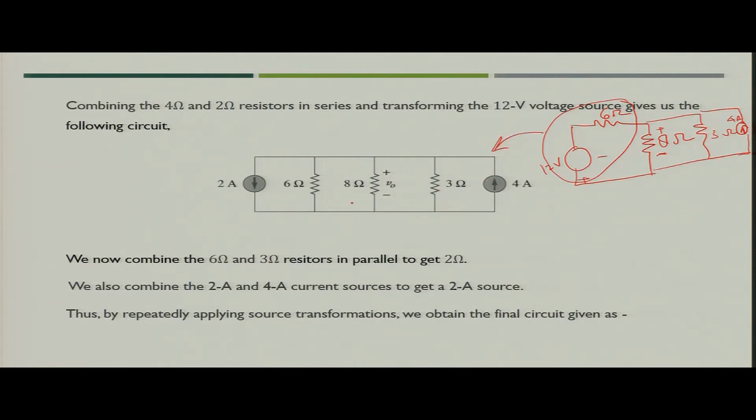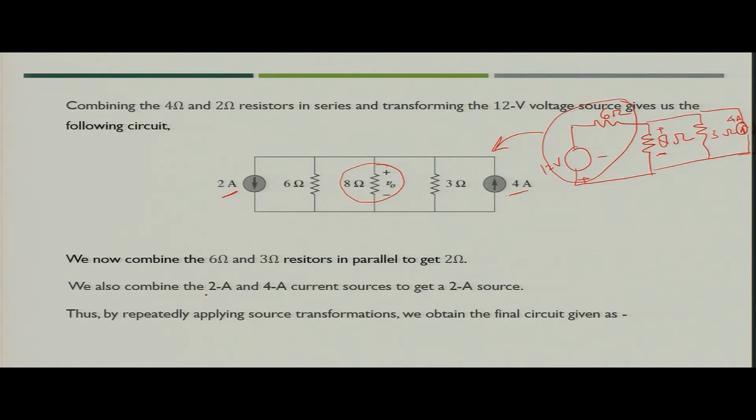If you see this circuit, you can easily see that there are 2 current sources in parallel and 3 resistances in parallel. So you can club these 2 current sources and these 2 resistances, while you have to leave this resistance intact, because you need to find out the voltage across the 8 ohm resistance.